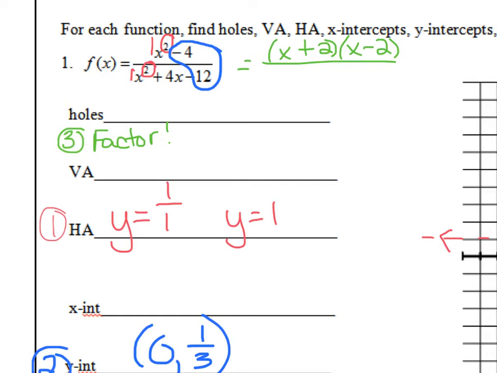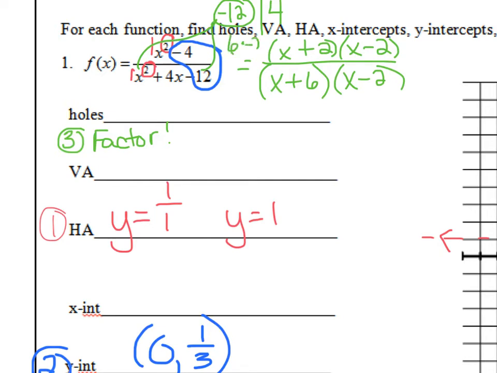On the bottom, we're going to use Santa hat here. So we're looking for factors of negative 12 that add up to the positive 4. And those would be factors of 6 and negative 2. So our parentheses would be x plus 6 and x minus 2. And again, we know it's them because 6 times negative 2 is negative 12, and 6 plus negative 2 is positive 4.